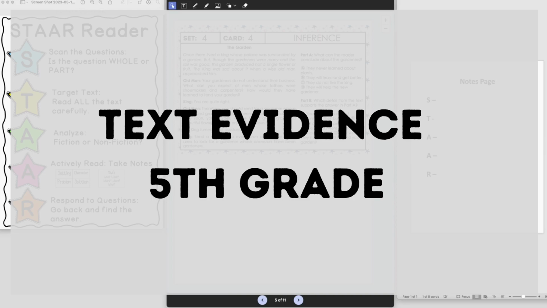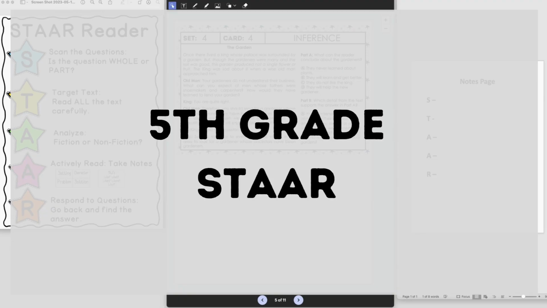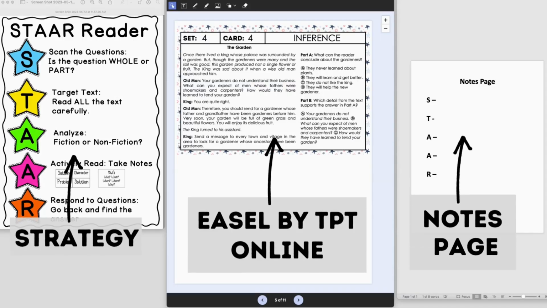Welcome to this text evidence session where I'll explore how to identify and effectively use text evidence to answer reading comprehension questions. My focus today will be on reading passages and questions that simulate the STAAR test. I will be using Easel by TPT, an online tool that's interactive, similar to the testing platform, and a notes page to demonstrate the STAAR reading strategy online.